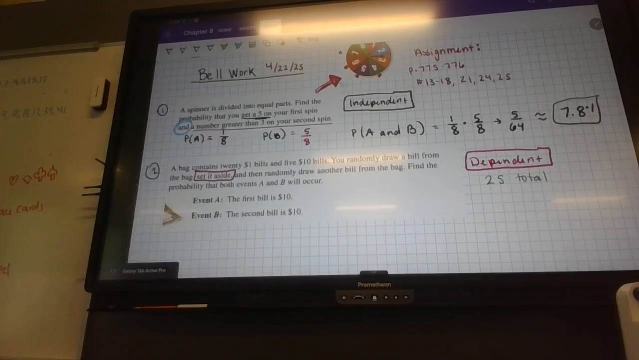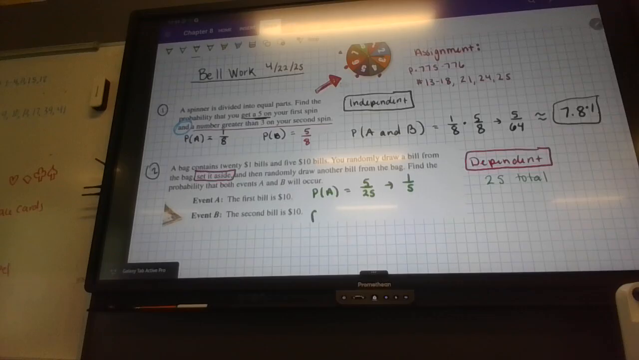All right, so you draw a bill, randomly draw another bill. What's the probability that A and B will occur? Okay, event A, the probability of getting a 10, that's 5 out of 25 bills. There's 5 of them in there. And we do reduce that to 1/5. You have a 20% chance of getting a 10. In my mind, it was way less likely. It was like 2%. But you do have a 20% chance of pulling a 10.